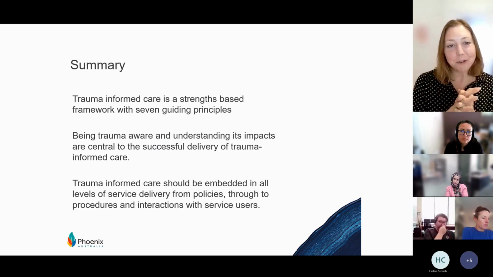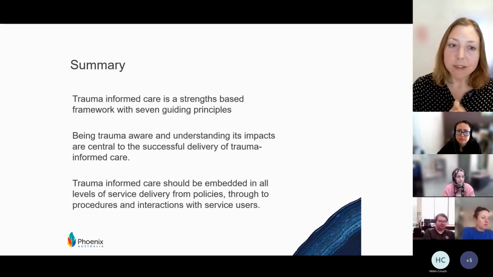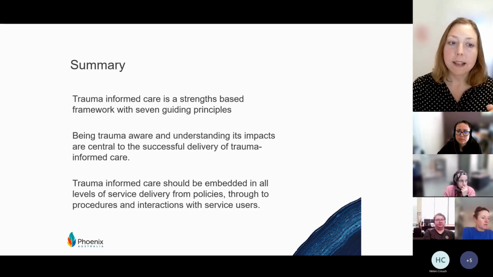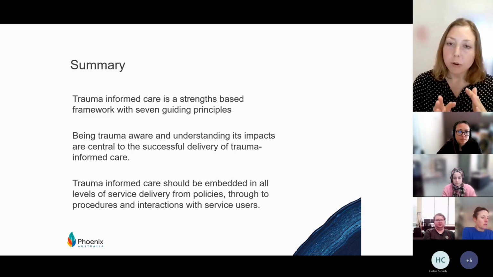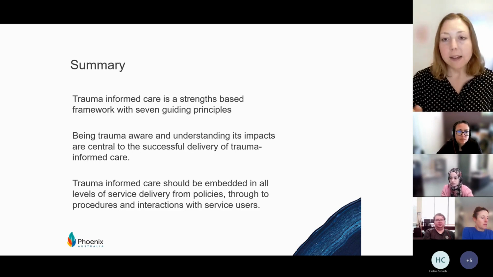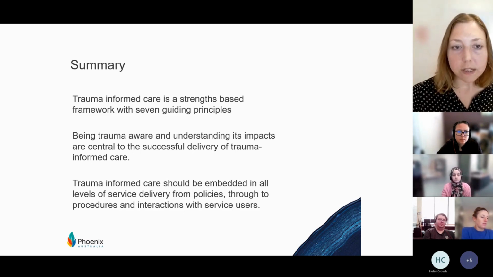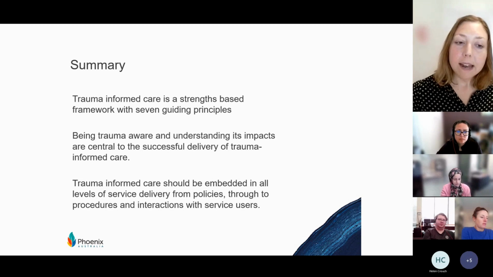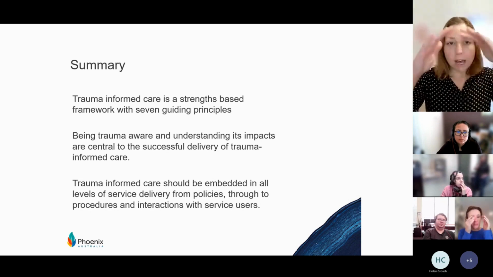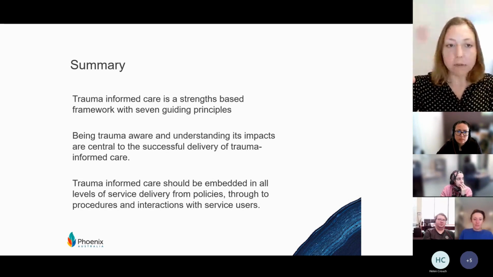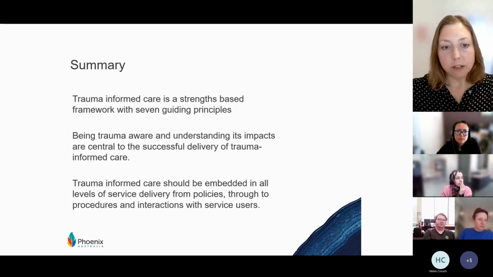So today, just as a bit of a summary, of course, we've talked about trauma-informed care. It's that strength-based framework with the 7 guiding principles. We've delved a bit deeper into that being trauma-aware principle in particular. So understanding trauma and its impacts can really be central to successful delivery of TIC. And again, with TIC, we're thinking about it at all levels, from an organisational level, through policies and procedures, right through to interaction with service users.